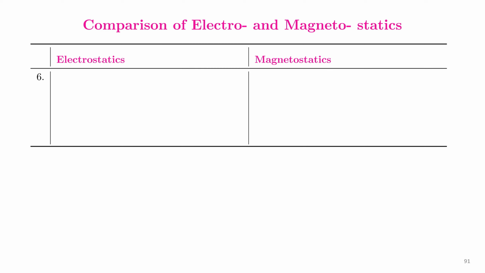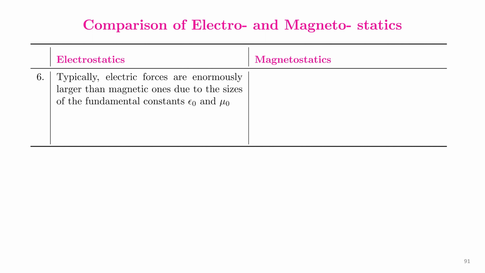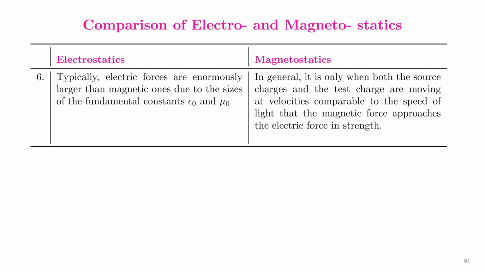Let us now compare the strength of electric and magnetic forces. Typically, the electric forces are enormously larger than magnetic ones due to the sizes of the fundamental constants epsilon 0 and mu 0. In general, it is only when both the source charges and the test charge are moving at velocities comparable to the speed of light that the magnetic force approaches the electric force in strength. So these are the major comparisons of electro and magnetostatics.